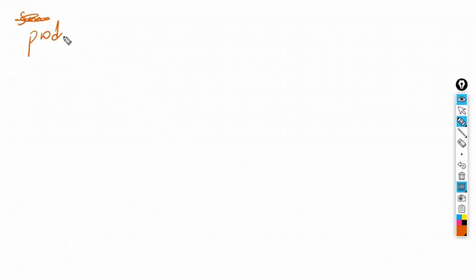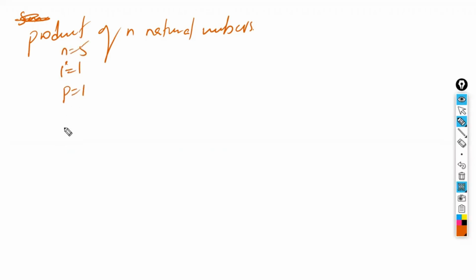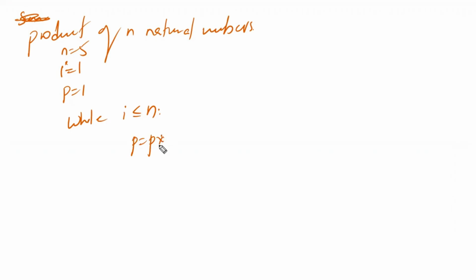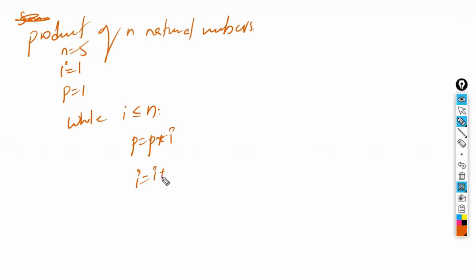Product of n natural numbers. Right? So you have taken I is equal to 1, n is equal to 5, and p is equal to 1. And while I is less than or equal to n, you have taken p is equal to p into I, and I is equal to I plus 1. And finally, you have printed the p value. This is what we have done in the previous example.